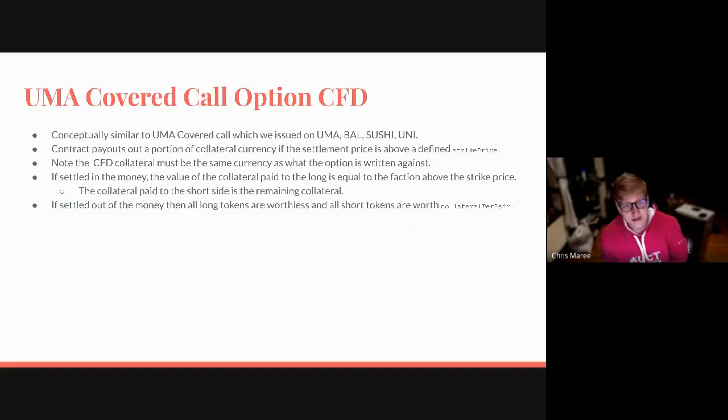Okay, so the next product is a covered call. We've already built covered calls using the EMP, but they were pretty janky and had problems. So using a CFD enables us to remove a lot of these problems. Basically the way the covered call works is we just define a strike price, and if the settlement price is above the strike price, then whatever the value is above the strike price is paid out to the long side, and that's the fraction that's above the strike price, and the short side gets back the remaining part of the collateral. What's important with these covered calls is that they're actually collateralized in the currency that the option is actually written on, and that has some cool properties like not needing to recollateralize them, because all possible outcomes of the settlement price can be covered.